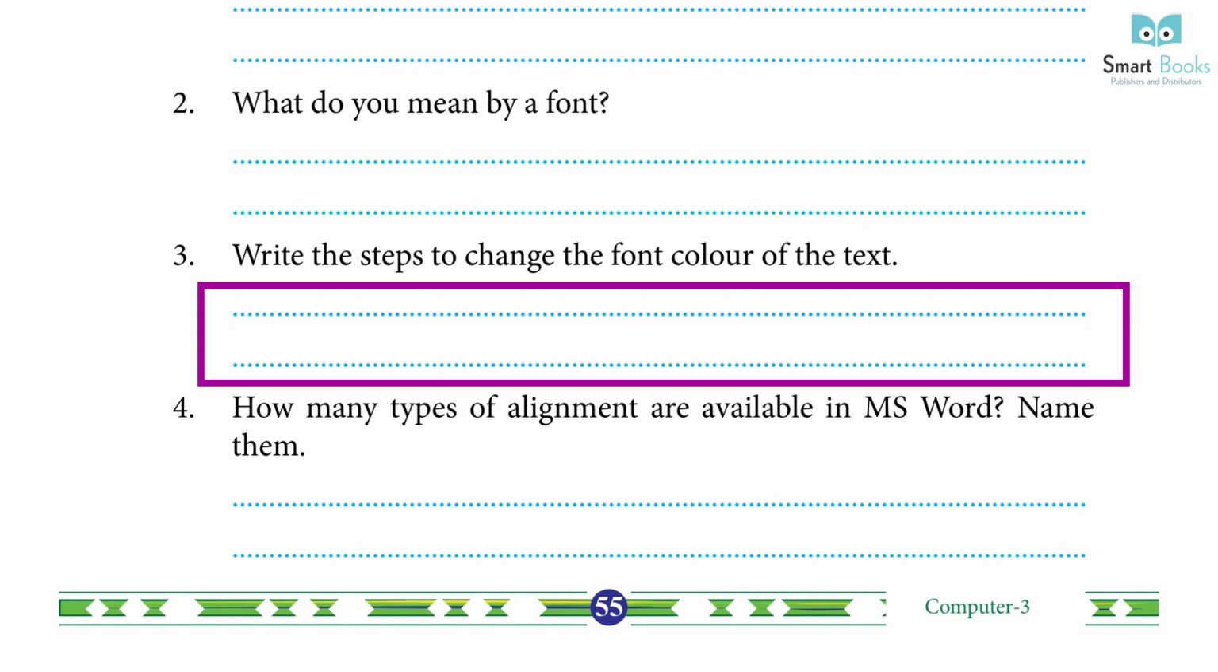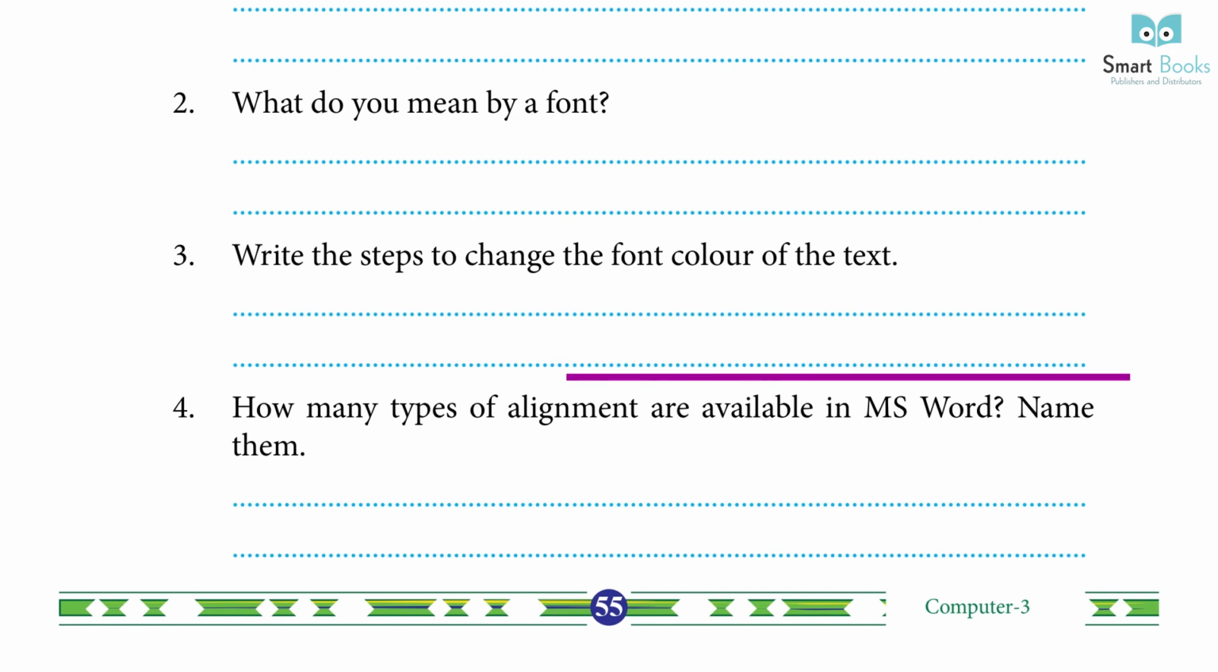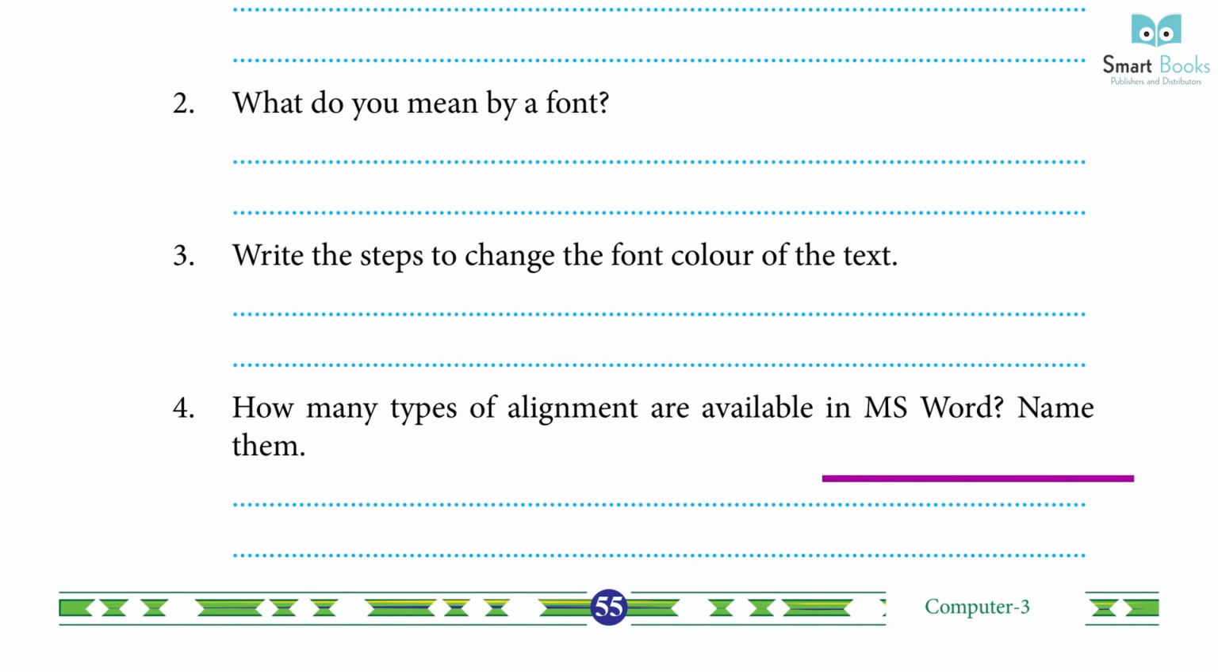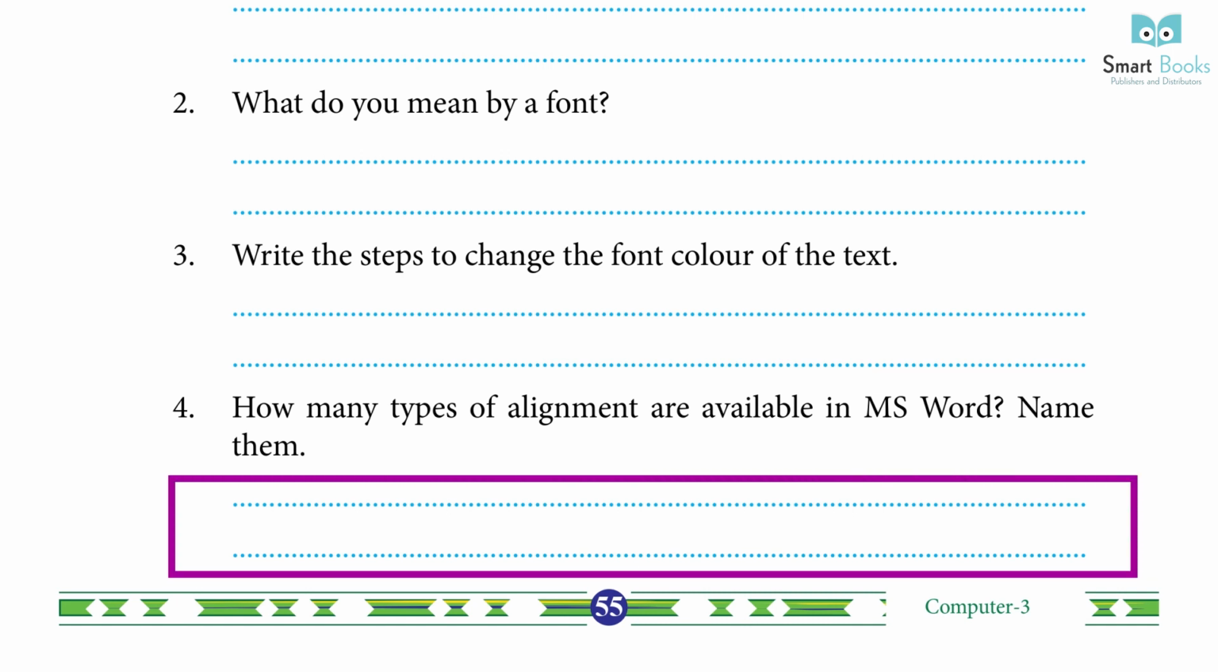4. Your color choices are not limited to the drop-down menu that appears. Select More Colors at the bottom of the menu to access the color dialog box. Choose the color you want, then click OK. 4. How many types of alignment are available in MS Word? Name them. Answer: There are 4 alignments: left align, center align, right align and justify align.